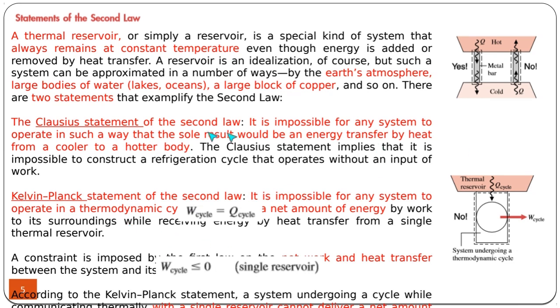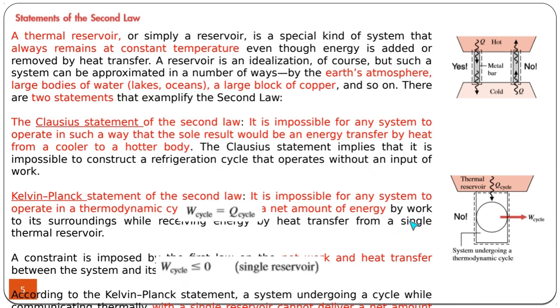So this is what the Clausius statement says. The second statement related to the second law is the Kelvin-Planck statement. The Kelvin-Planck statement is about heat engines. So the Clausius statement is about refrigerators, but the Kelvin-Planck statement is related to heat engines. According to the Kelvin-Planck statement, it's not possible to convert all the energy delivered to a system to work in full.